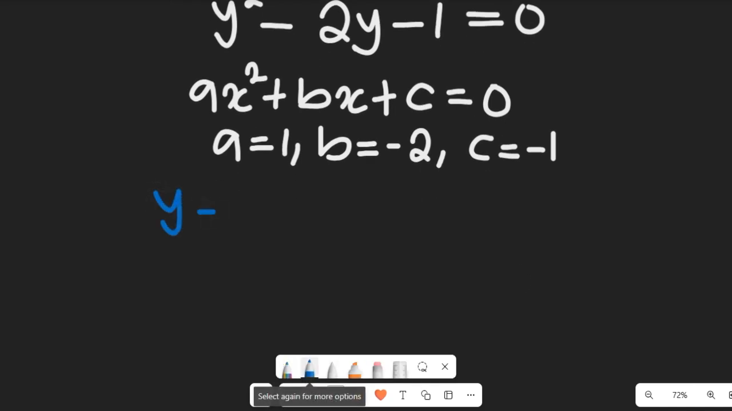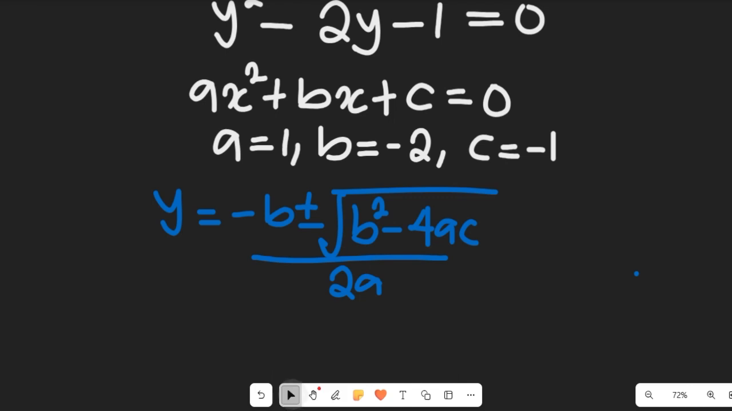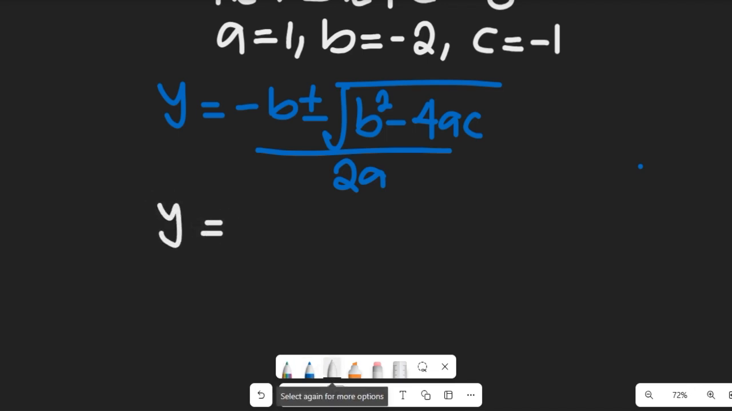So our y will be equal to negative b plus or minus the square root of b squared minus 4a multiplied by c, divided by 2 multiplied by a. Now, inserting the values of a, b, and c into that expression, we'll have the value of our y to now be equal to negative multiplied by negative 2, right?